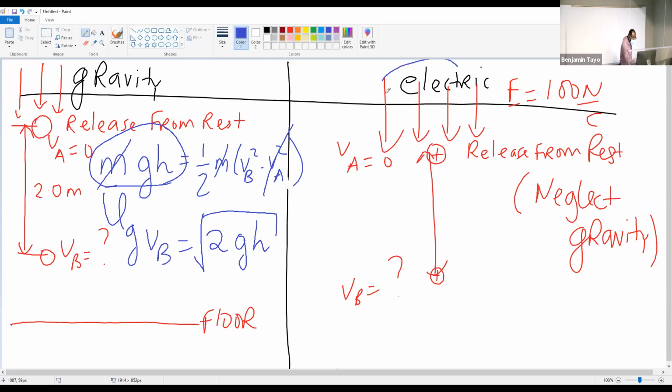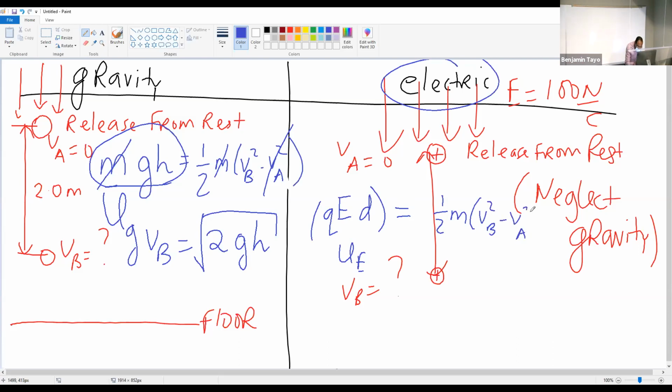Now let's look at electric and see what we're going to do here. When I take the electric field and I multiply that by charge, what is Q times E? It's force, right? Force times distance gives me energy, and all of this energy is the electric potential energy, which gets converted into kinetic energy. So solving this equation, you get VB is equal to the square root of 2QE times distance divided by mass.